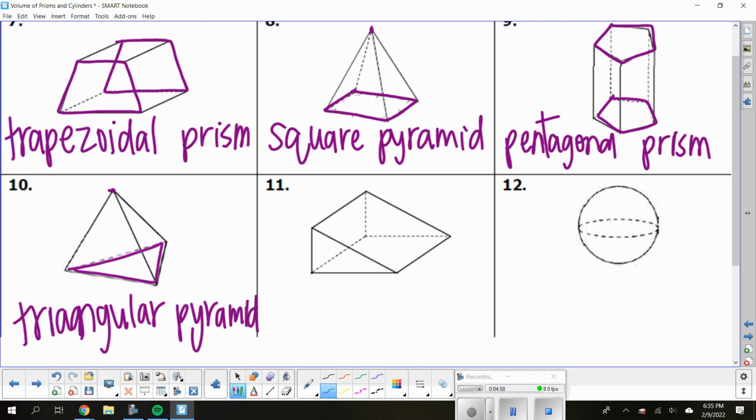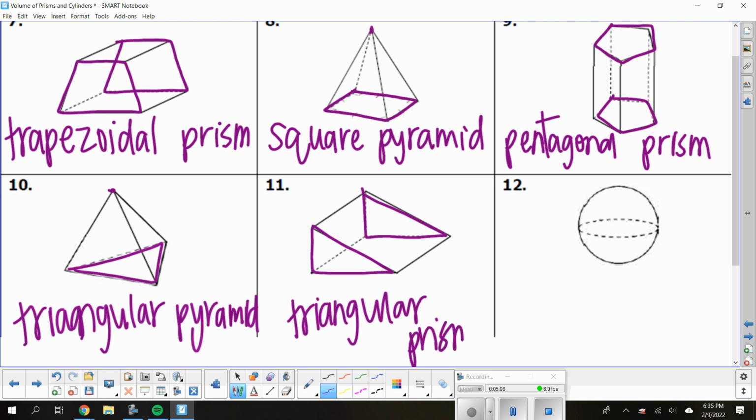Here I have two triangles, again, base is not your bottom. Triangular. And lastly, we have the ball.